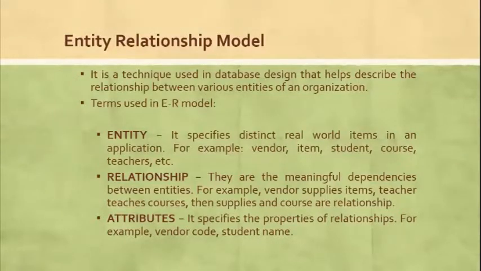Next, we have attributes. It specifies the properties of entities. For example, vendor code or student name.